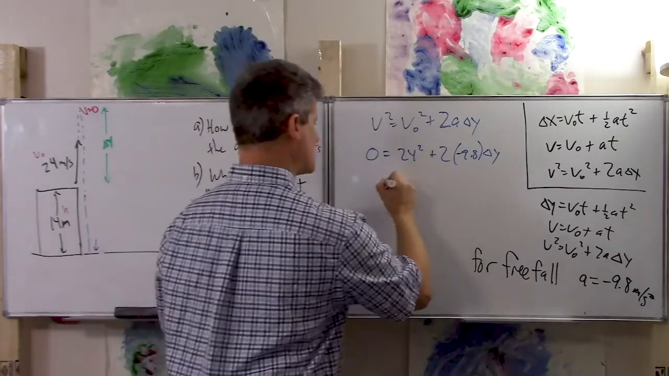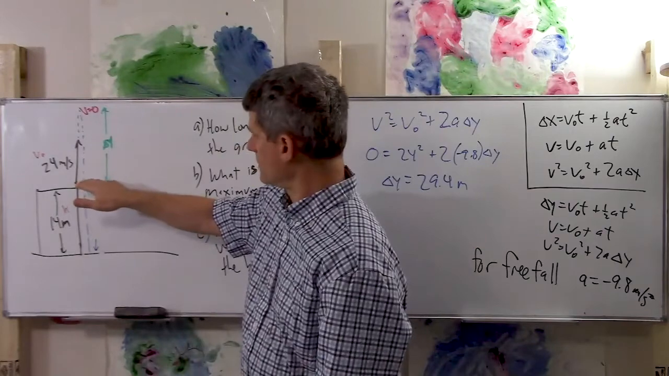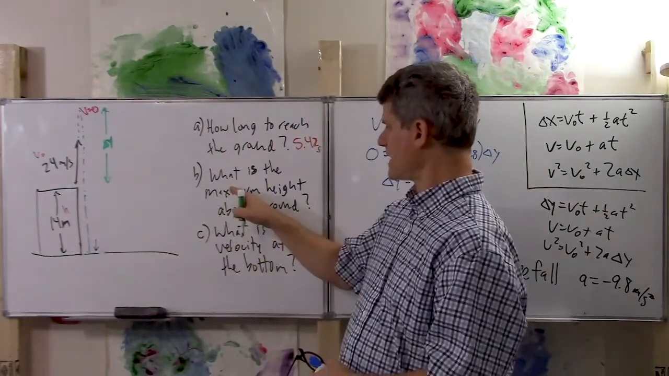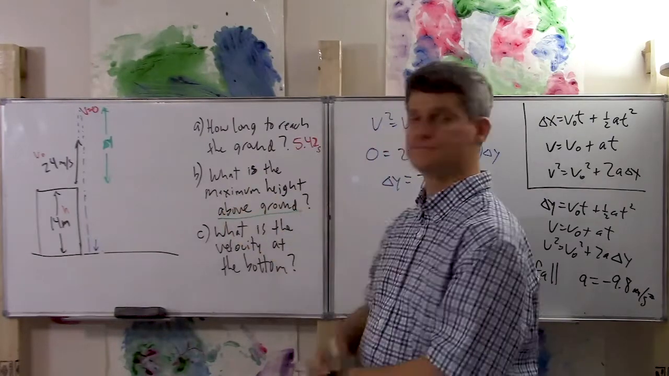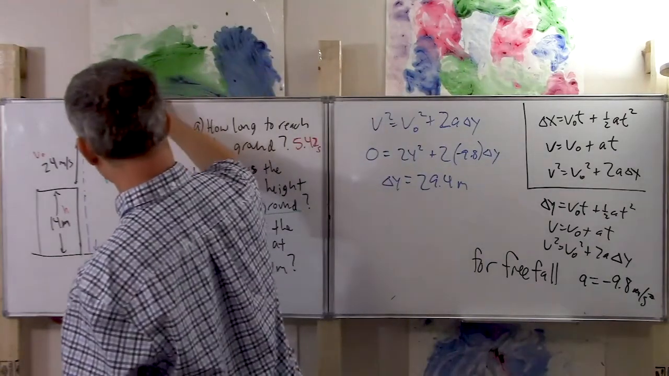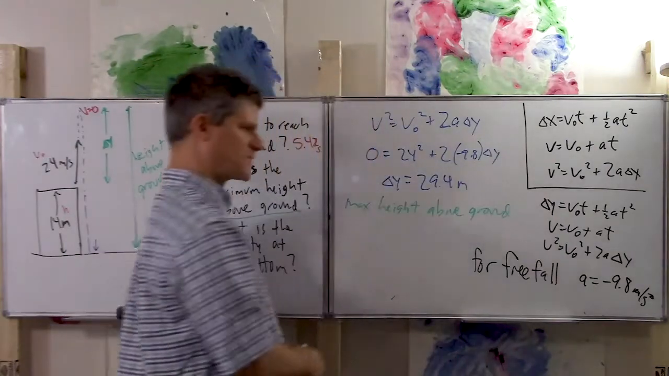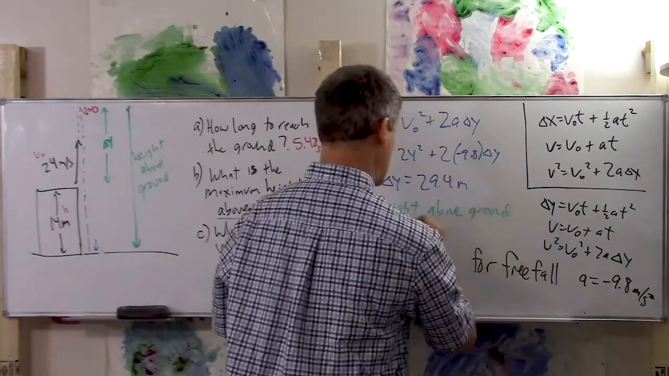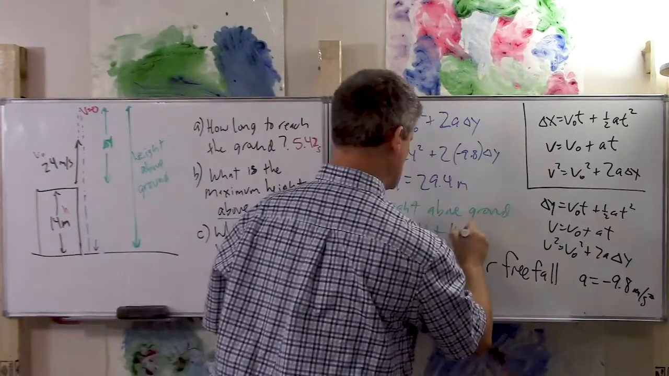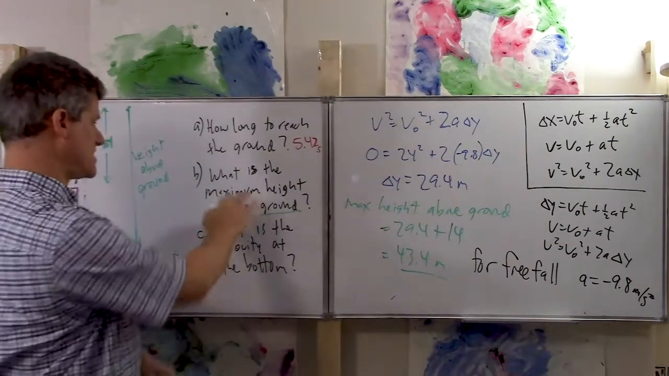So what we get is 29.4 meters. Now that is the displacement from where it started to the top. Does that answer the question? It asks for the maximum height above ground. So we need to add the height of the building to get the total height above ground. So this is the height that we want. This is the height above ground. So we can say maximum height above ground equals 29.4 plus 14, which is 43.4 meters. So that's the answer there.